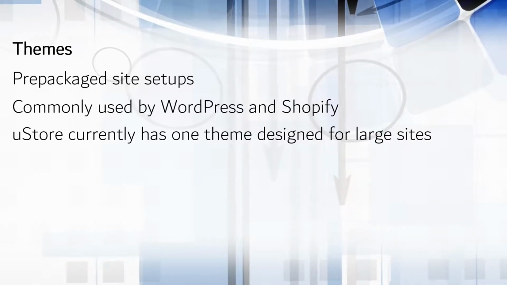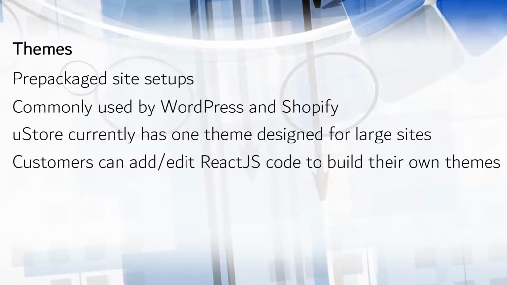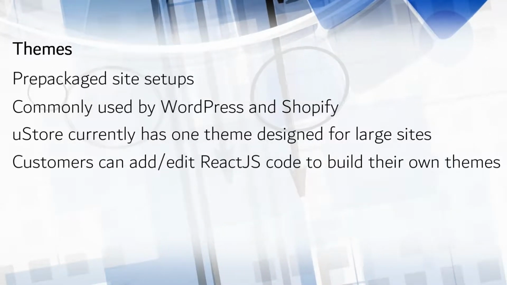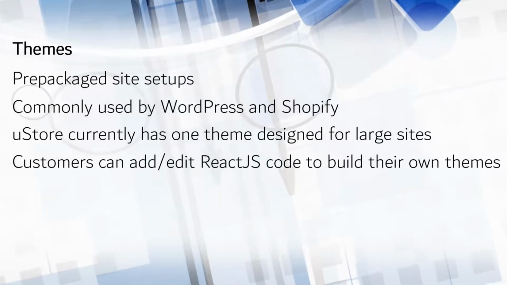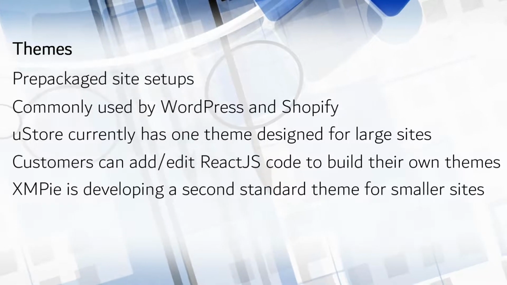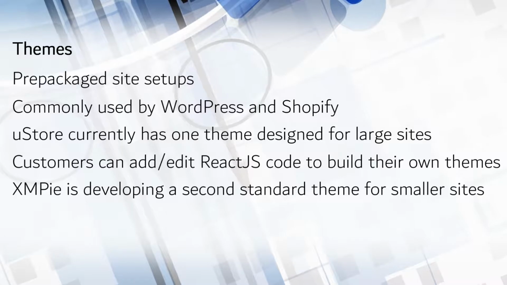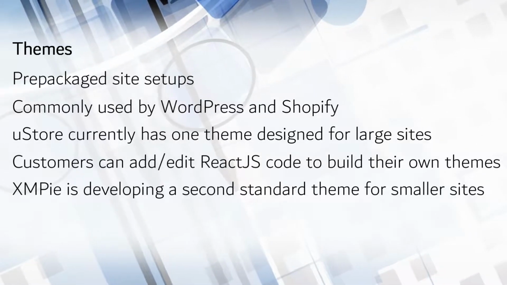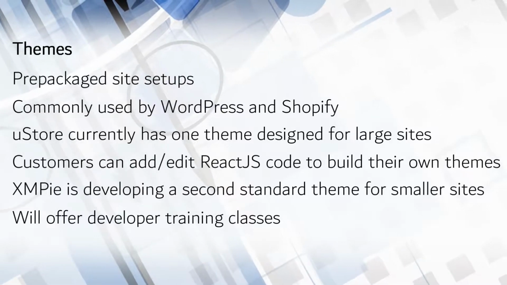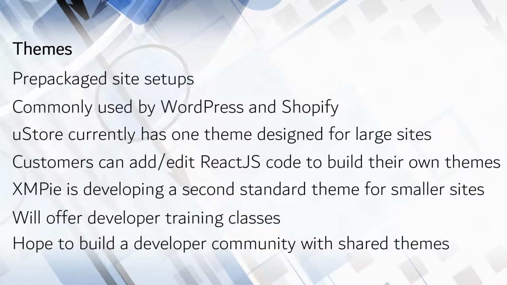uStore themes are made from ReactJS code, and customers can add ReactJS code to create themes. XMPie's basic theme, called Aqua Blue, is designed for large sites. They also claim to be developing one for smaller sites called Forest Green. Despite the names, the differences are more about the amount of supported content and functionality than colors. They plan to offer services to teach customer technical staff on how to develop themes and to create a community with a library of customer-created examples.